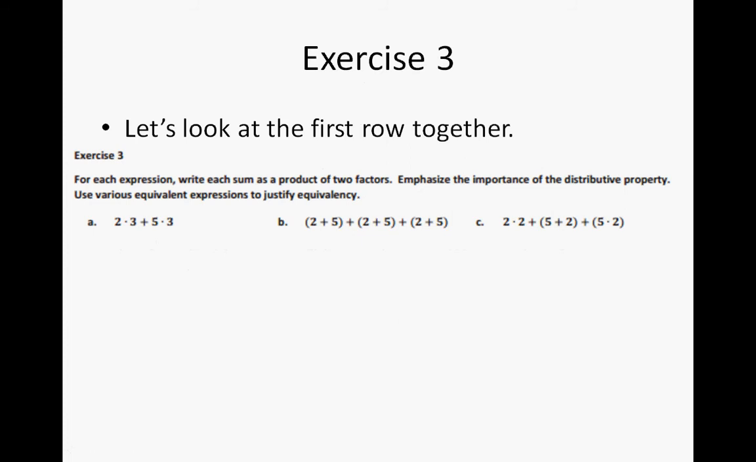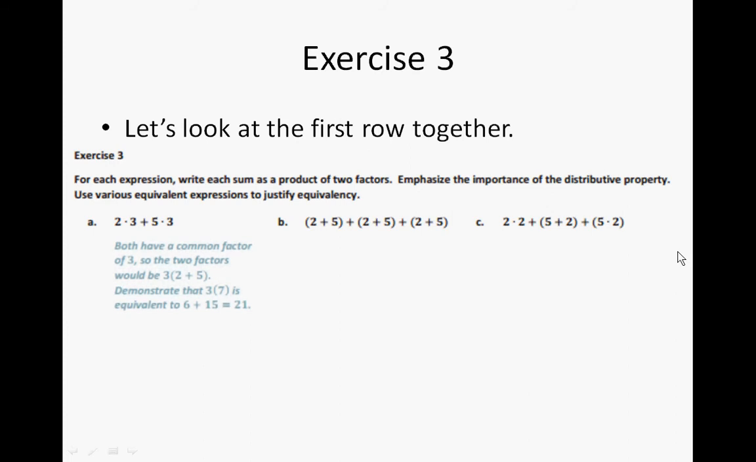All right, let's take a look at exercise 3. We're going to do the first row together. So for each expression, write the sum as a product of two factors. Emphasize the importance of the distributive property. Use various equivalent expressions to justify equivalency. So for A, we have 2 times 3 plus 5 times 3. For B, we have the quantity of 2 plus 5 repeated 3 times. And for part C, we have 2 times 2 plus 5 plus 2 plus 5 times 2.